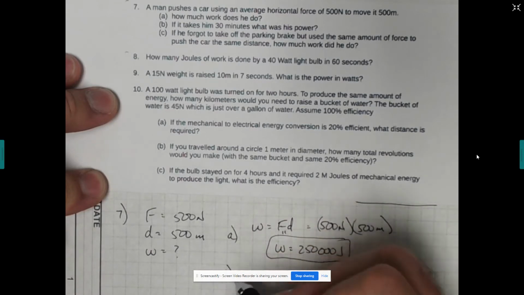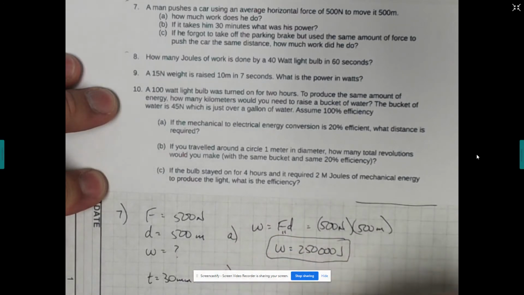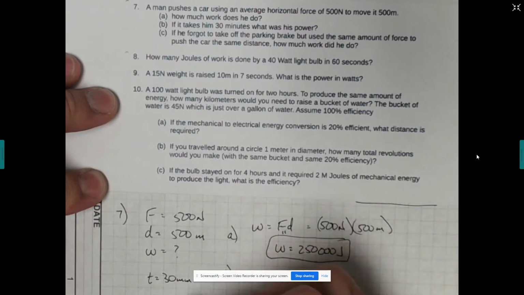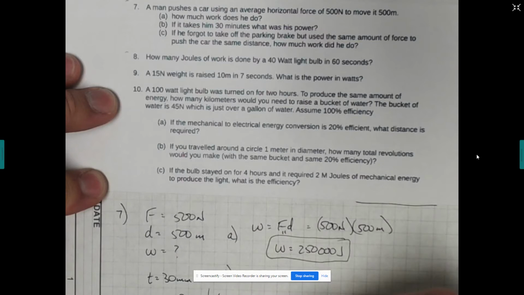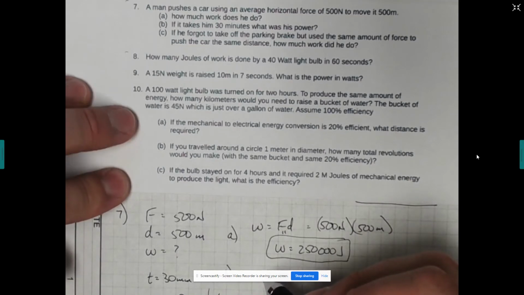On part B, it says if it takes him 30 minutes, so now my time is equal to 30 minutes, but we need that in seconds. If we convert that 30 minutes, in 1 minute there are 60 seconds. So 30 times 60 is 1,800 seconds. So my time is 1,800 seconds. Okay, so we can do our conversion.